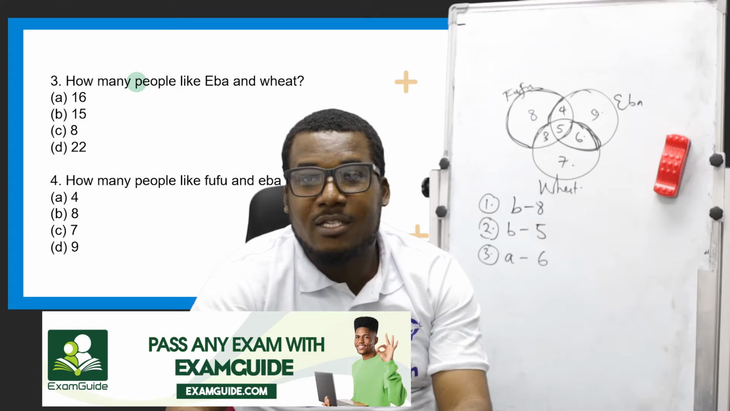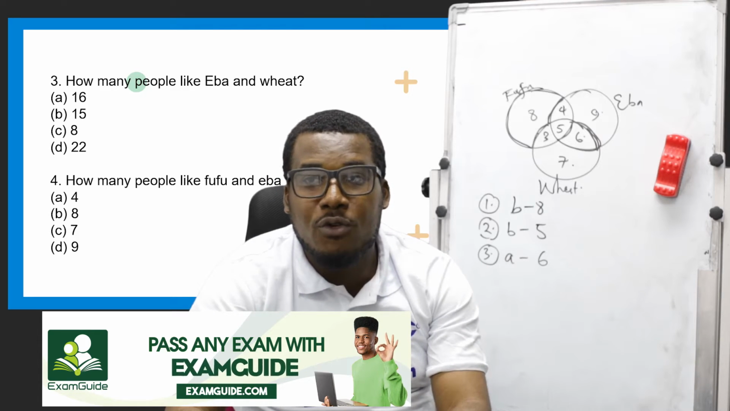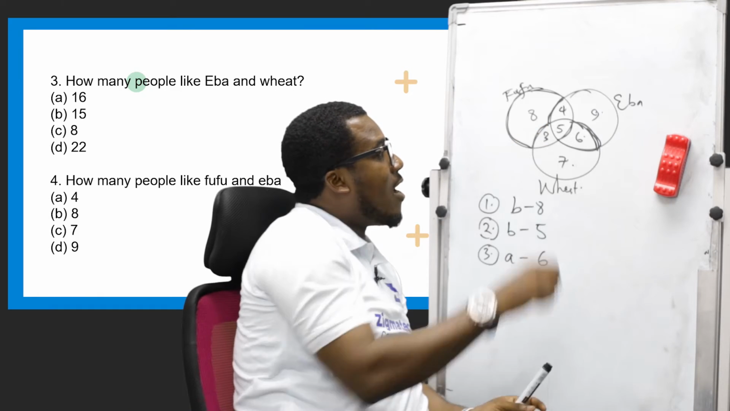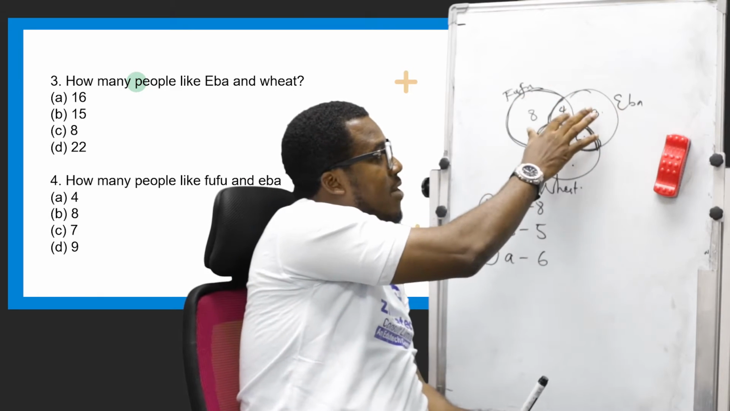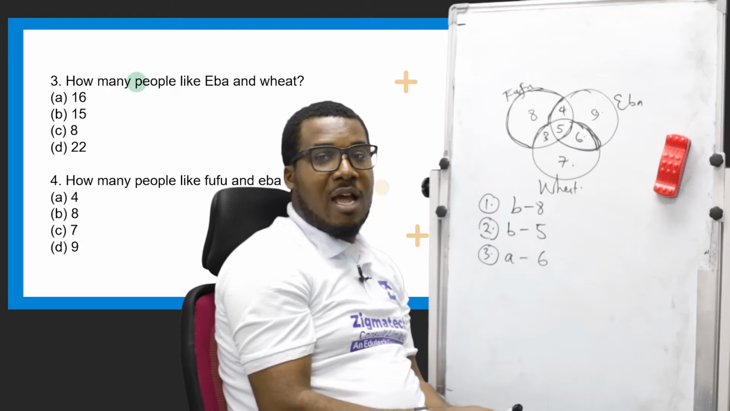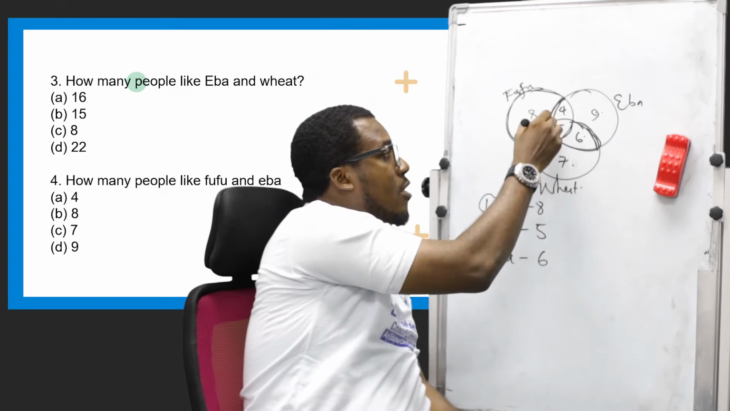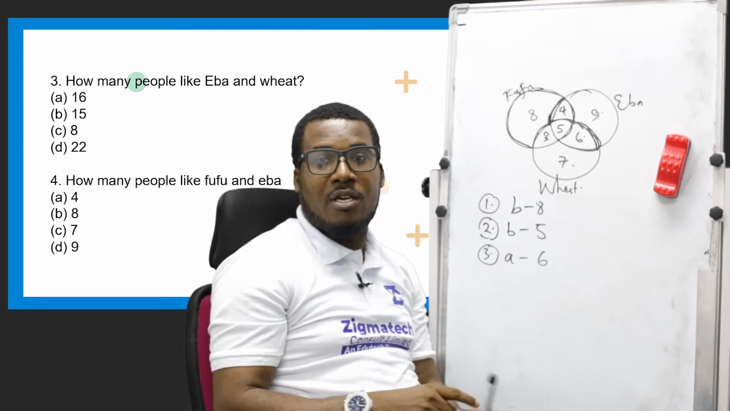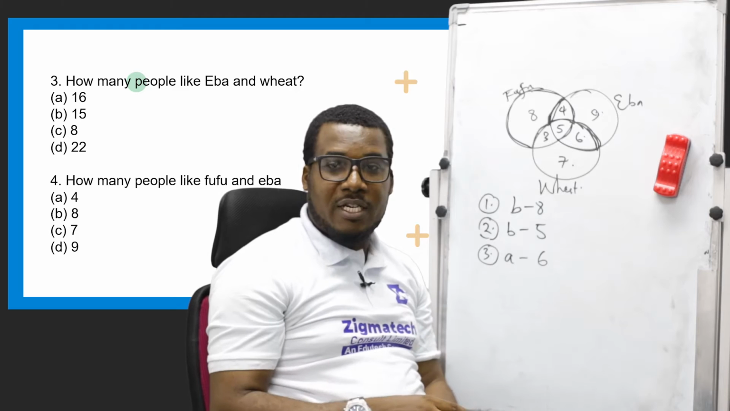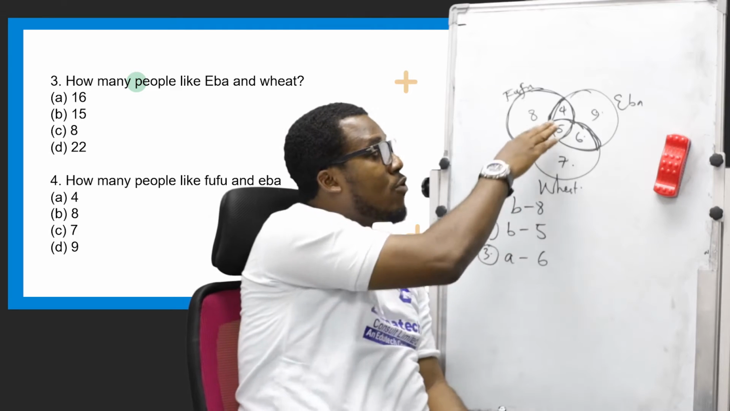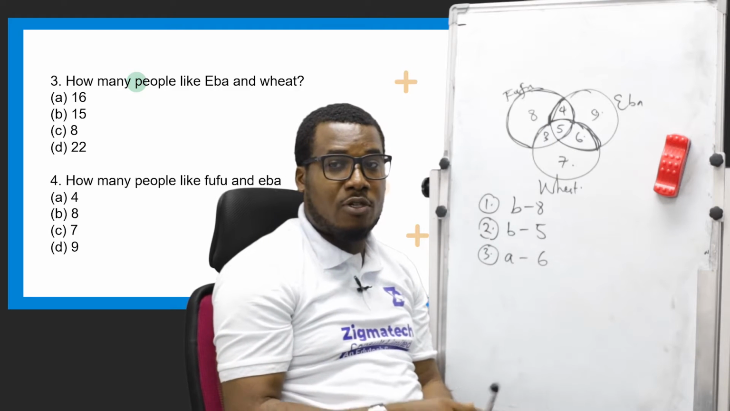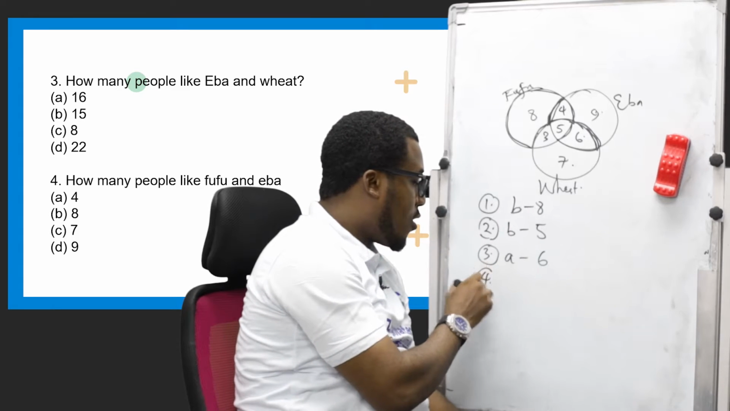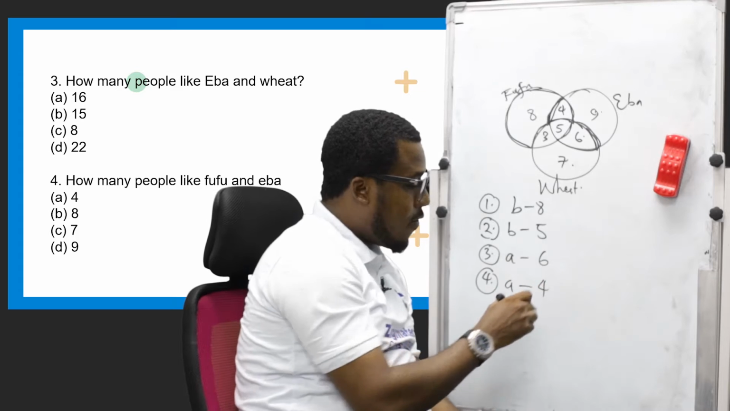Number 4, they asked how many people like fufu and eba. Again, we are looking at the place where fufu and eba meet. This is the point. In your options, they put 4 for A, B is 8, C is 7, and D is 9. Your answer will be 4, because that's what we see in the intersection between fufu and eba. So for number 4, the answer is A, which is 4.